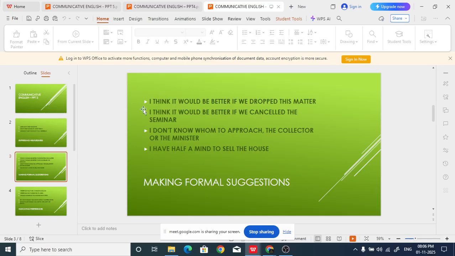Can you make a sentence? Any of you, can you create a situation and use these words? I think it would be better if we drop this matter. Like that. Can you just make a sentence of your own?